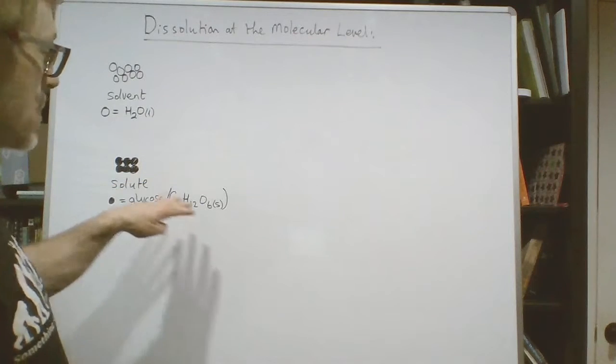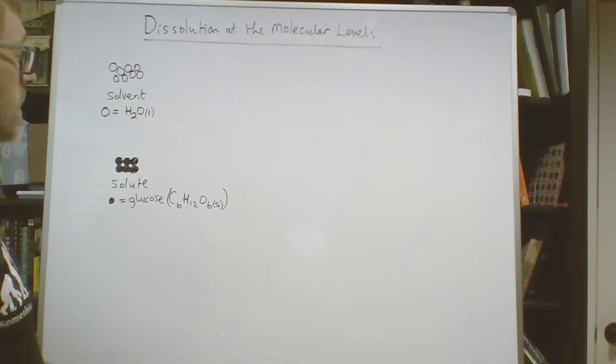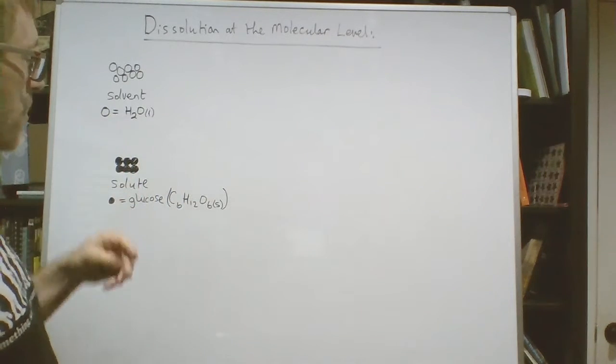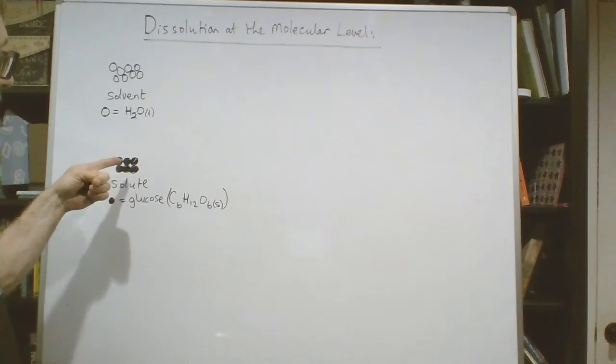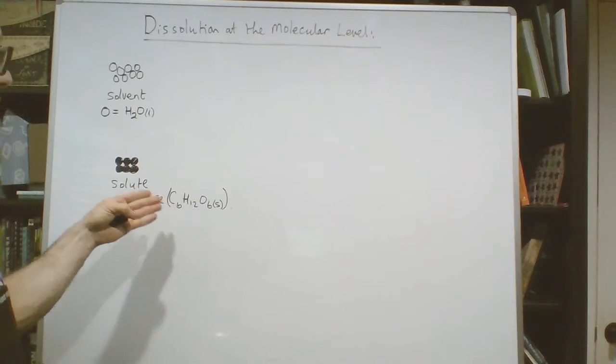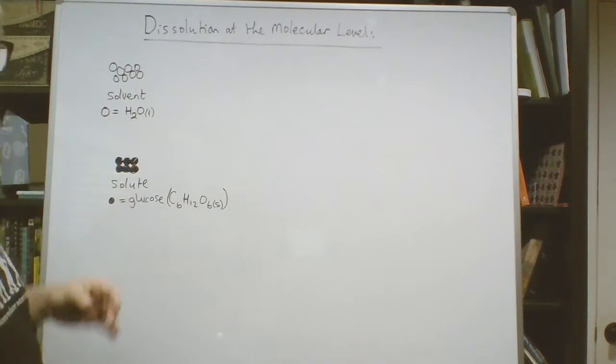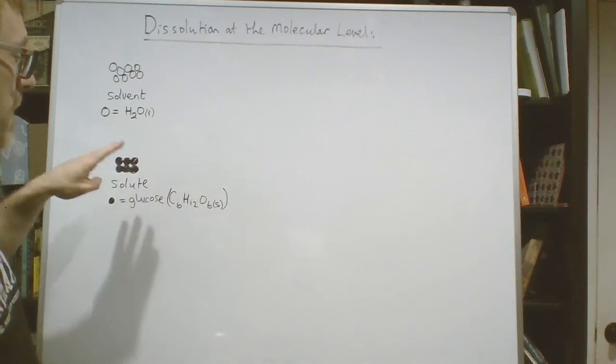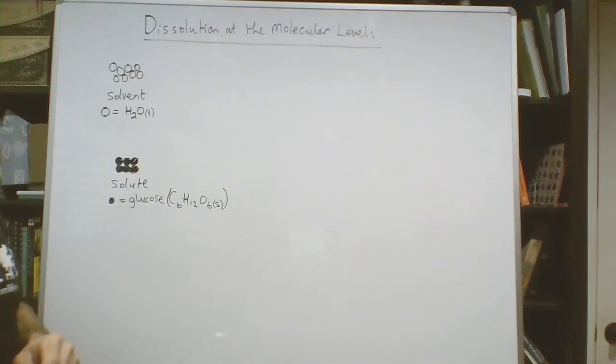Again, it's not a solute because it's a solid, but there's just going to be fewer of them. And I don't necessarily mean the fact that the 6 spheres is fewer than 8 spheres. I just mean that if I looked at all of the water molecules, there'd be a lot more of them. And if I looked at all of the glucose molecules, there'd be a lot fewer of them. Okay, so I have my solute and my solvent.